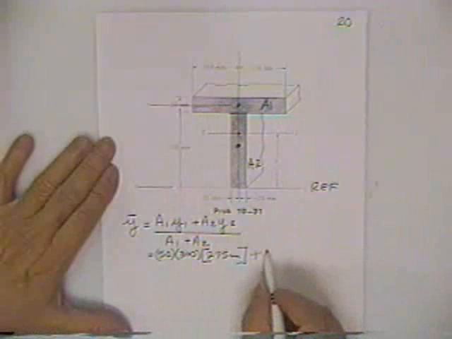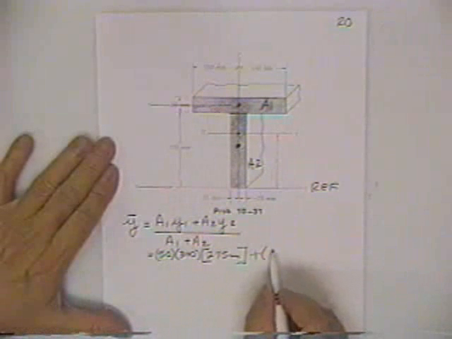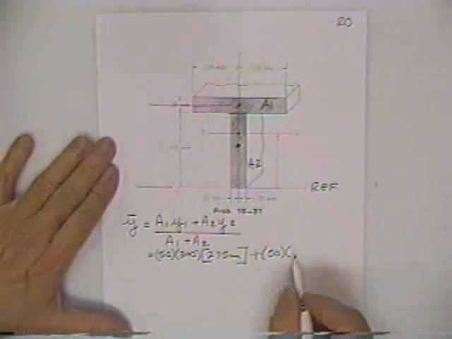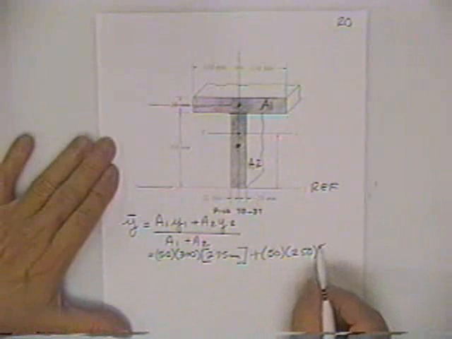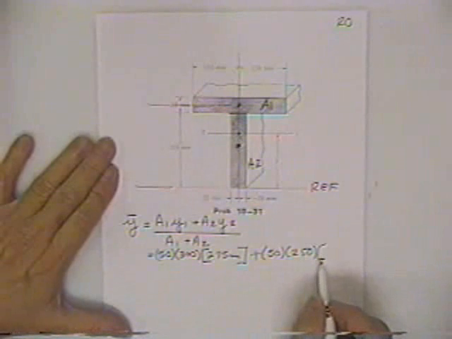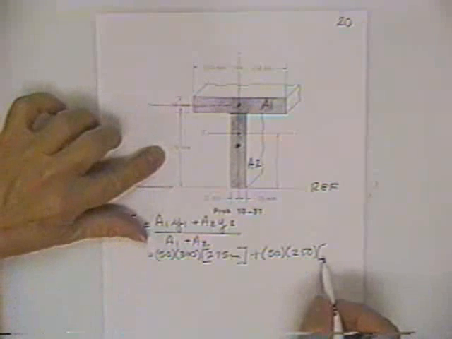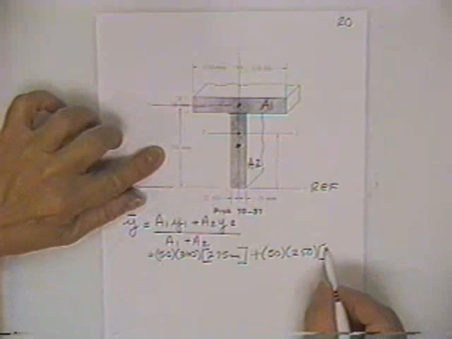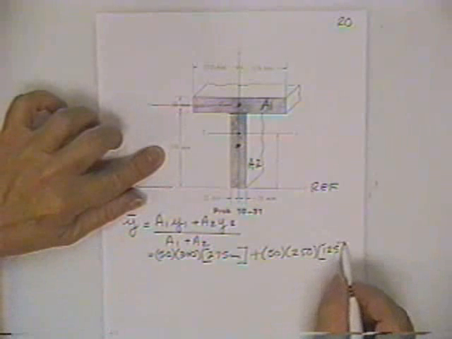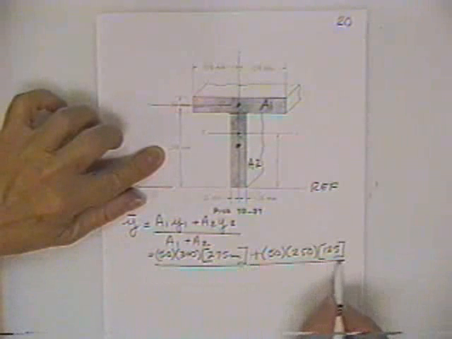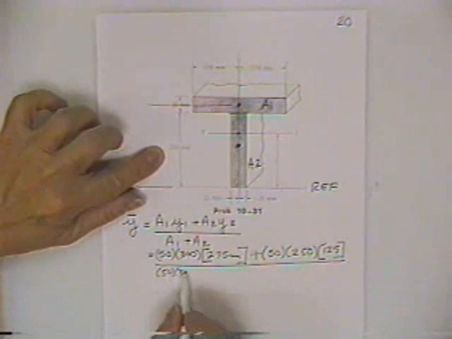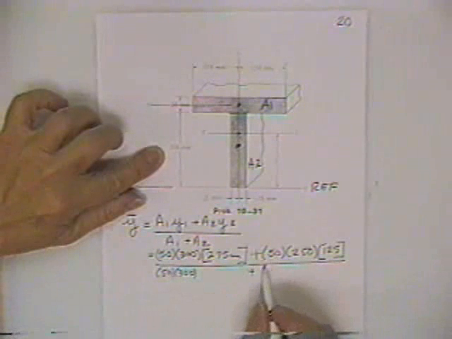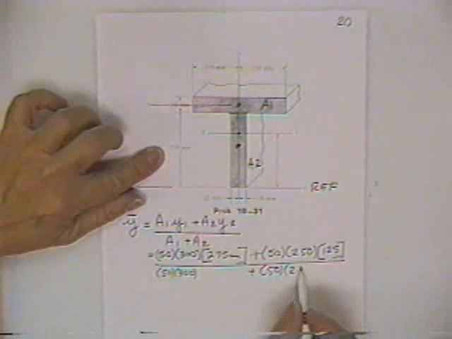Then there's some more. Area 2. Area 2 is 50 millimeters wide. It is 250 millimeters deep, and its own personal centroid is halfway up this 250 dimension, which is 125. Then you divide by the sum of the areas, which is already written down, so that's no problem, plus 50 times 250.